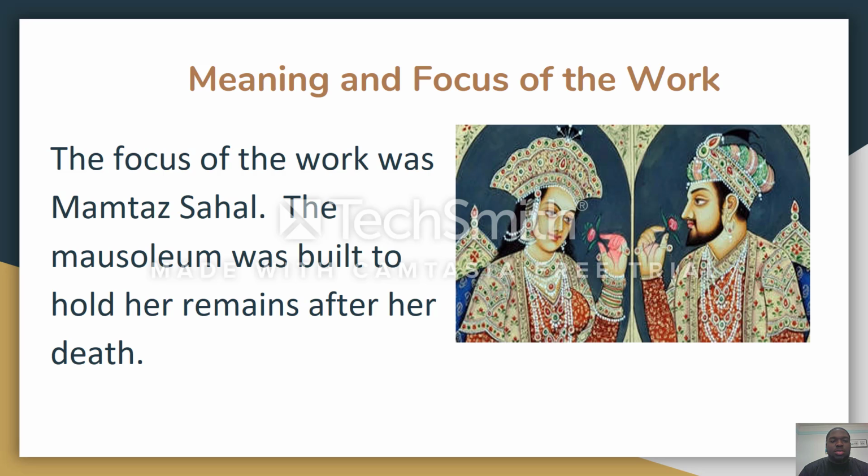The focus of the work was Mumtaz Mahal. The mausoleum was built to hold her remains after her death. This is a picture of Mumtaz Mahal and Shah Jahan together.